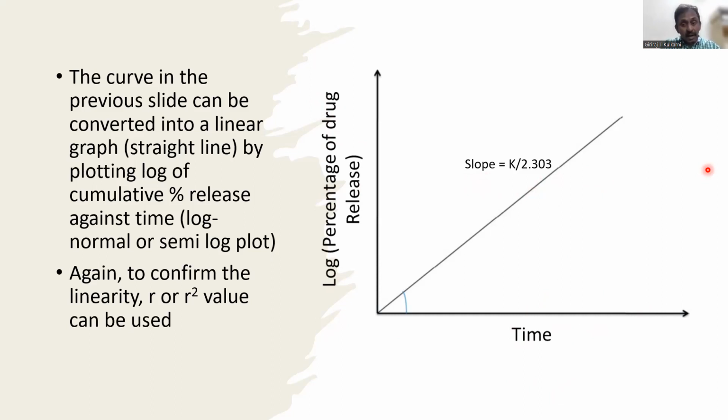Once again, the graph may look like a straight line, but to confirm it, we have to do regression. Linearity or R square value should be found out to confirm that it is a straight line. So everywhere in dissolution, if we want to confirm linearity of the graph, we must do regression analysis. This must be kept in mind by students. Without that, we can't say where this data fits.